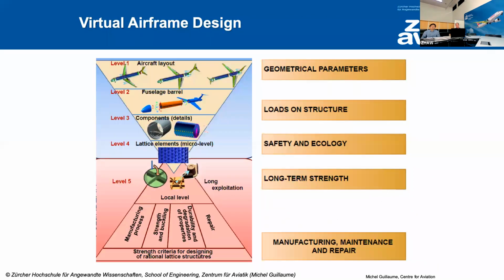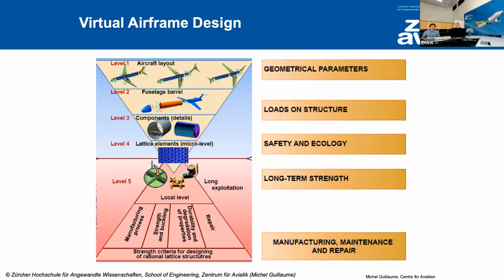I just want to highlight a little bit the virtual airframe design. So we have about 5 levels. First, you do have an aircraft layout. Then you go into more detail on the example of the fuselage barrel. So then you think how it looks, what the components are, what materials I use, composite, metals or hybrid. Then you have to go into more micro level designs, details. And in level 5, you also have to address the manufacturing process, strength, buckling, to make sure that all the structure holds together, has structural integrity, durability to life. We design to a certain lifetime, and also address potential repairs.